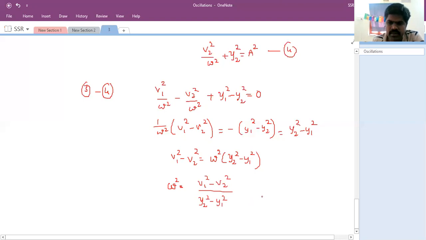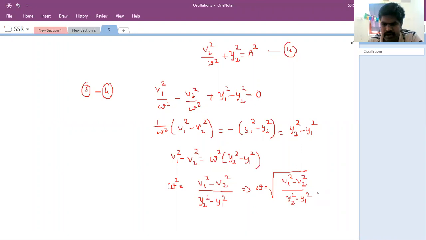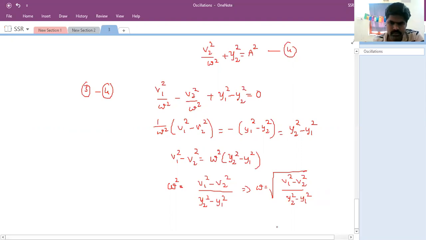From this you can write omega is equal to root of V1 square minus V2 square divided by y2 square minus y1 square. That's it. In terms of y1, y2, V1 and V2, omega is equal to root of V1 square minus V2 square divided by y2 square minus y1 square. Understood? Yes or no? Similarly, the time period and frequency you can calculate.